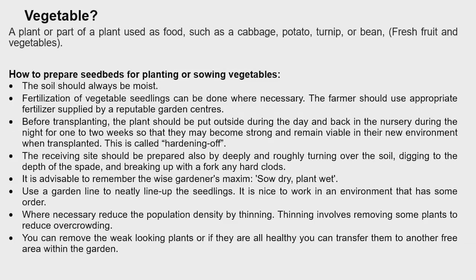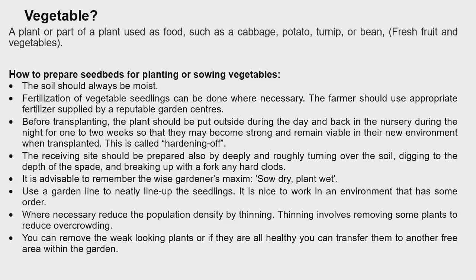Now, looking at vegetables, as I said, you must also go back and read more about this subject. But we are going to look at just a portion, just to tackle part of the vegetable aspect. When we are talking about a vegetable itself, what are we referring to? A vegetable is a plant or part of a plant which is used as food, such as a cabbage, potato, turnip, or bean, or even fresh fruit and vegetables can be referred to as a vegetable. A vegetable is not necessarily a plant.